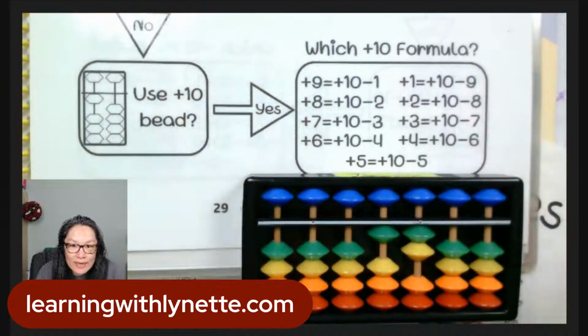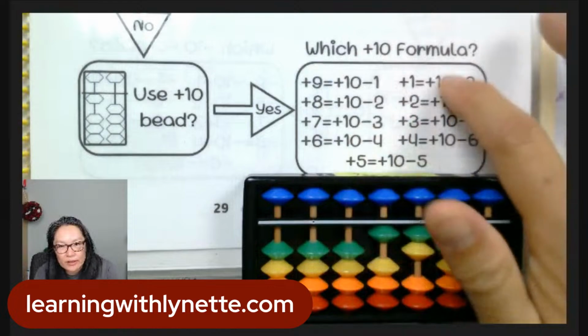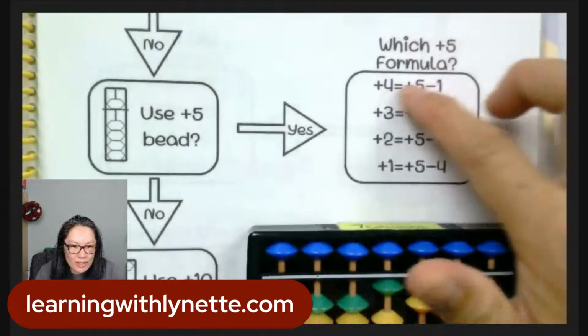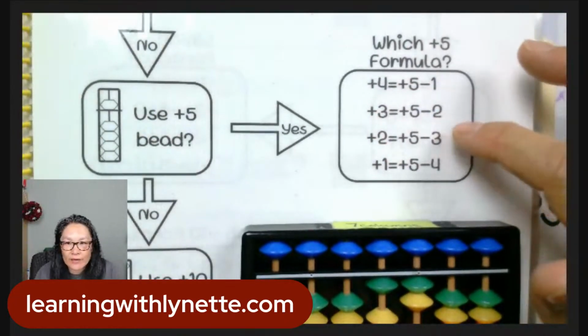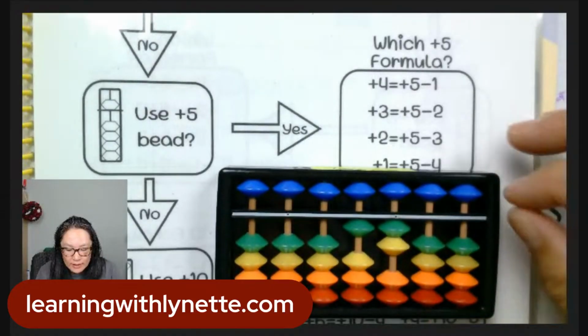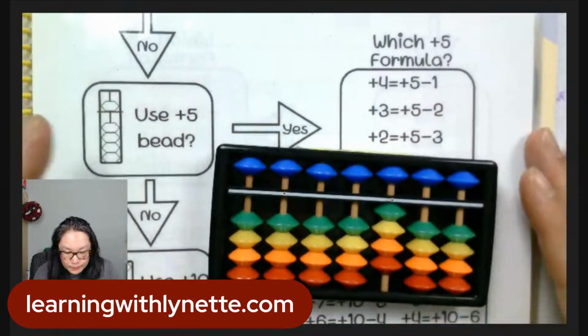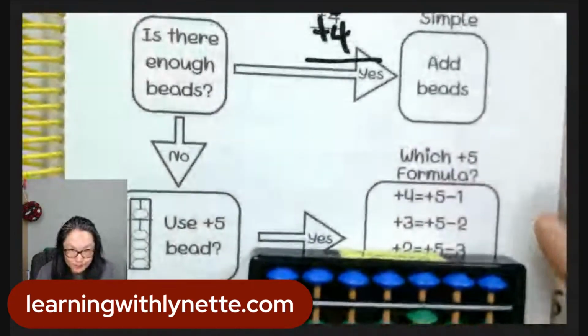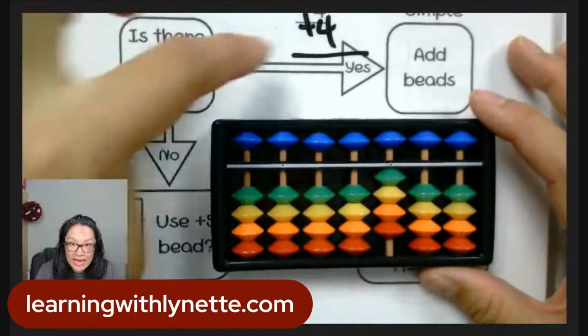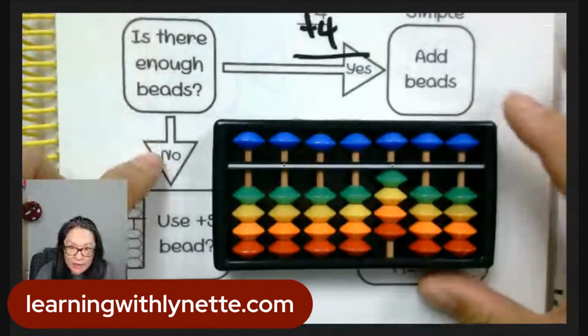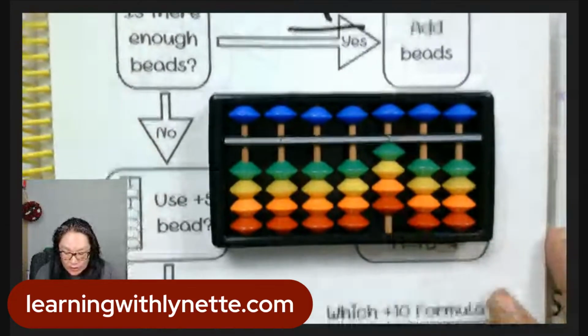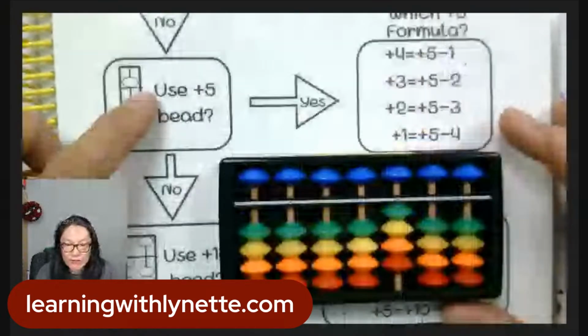So this is how to make a 10. But in here, what we're doing is called grouping, regrouping, and what else? Trading, carrying, all that stuff. That's what we're doing right here, right? This one here is more like trading. But we're making a 5. And to make the 5, we have our question 4 plus 4. Is there enough beads to add the 4? No, there's not enough beads to add the 4 because I already have a 4 here.